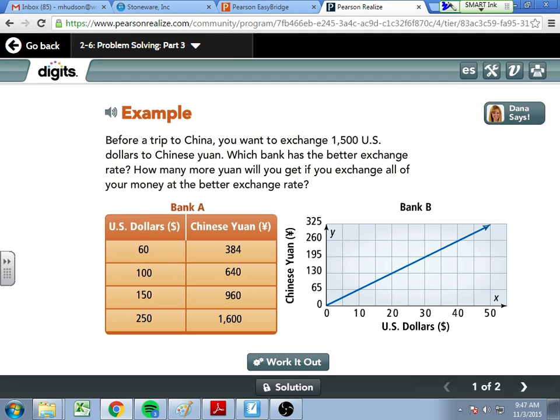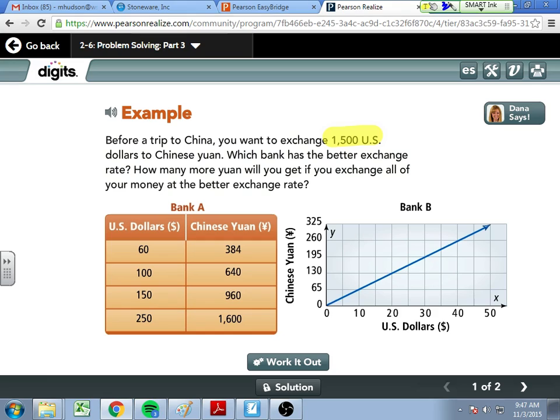Let's do one more problem really quick. We'll take that as soon as we get done with this. Before your trip to China, you want to exchange $1,500 US to Chinese yen. Your parents are giving you a little bit of spending money to go. Which bank has the better exchange rate?